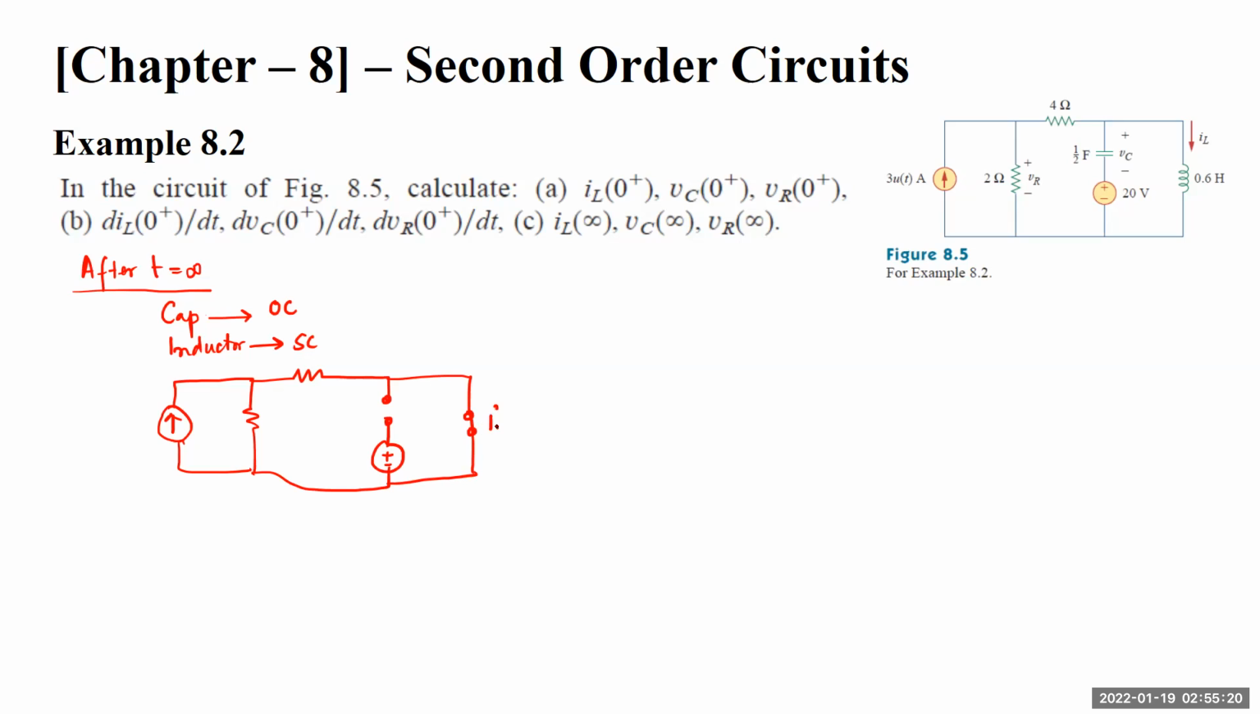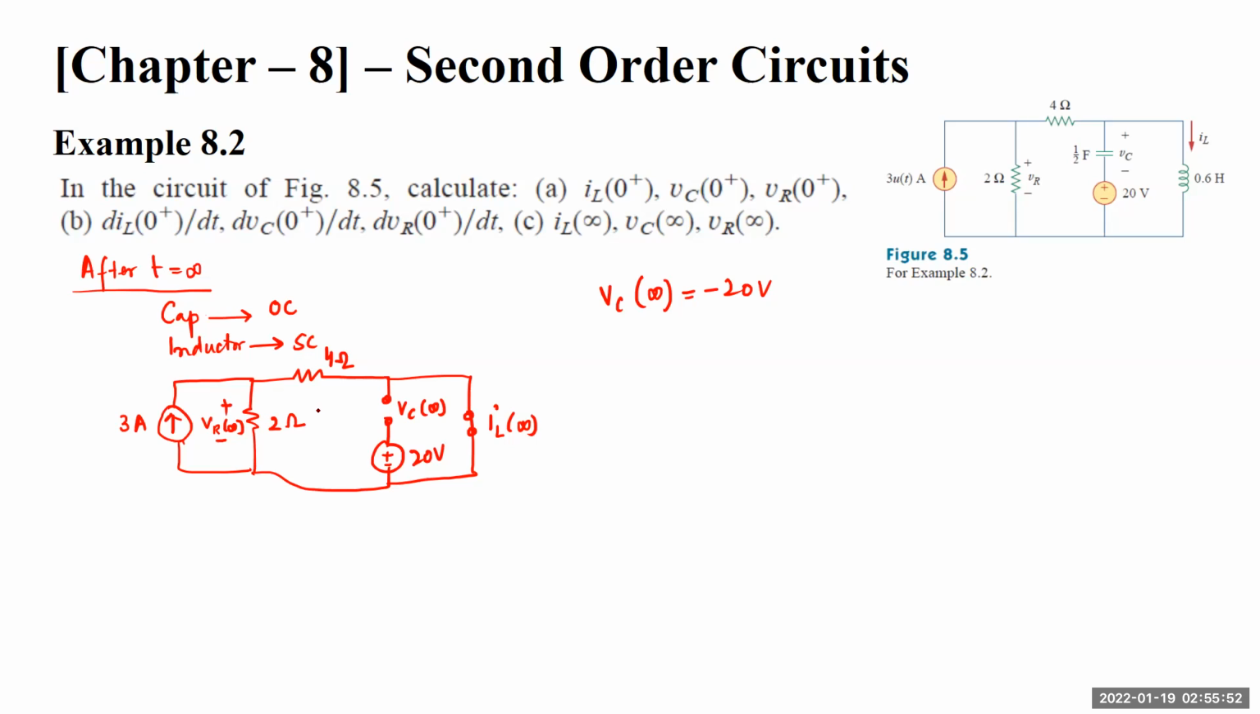So this is my IL at infinity. This is VC at infinity. This is 4 ohms. This is 2 ohms. This is plus minus VR at infinity. This is 3 amperes. So what is the value of VC at infinity? This will again be minus 20 volts. It's open circuited. Whatever the voltage across this terminal, the capacitor will be charged to this voltage, right?